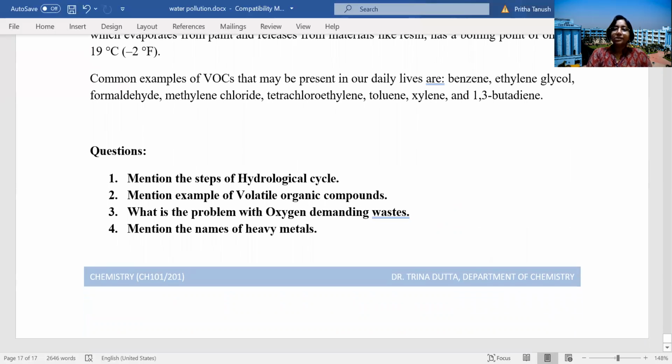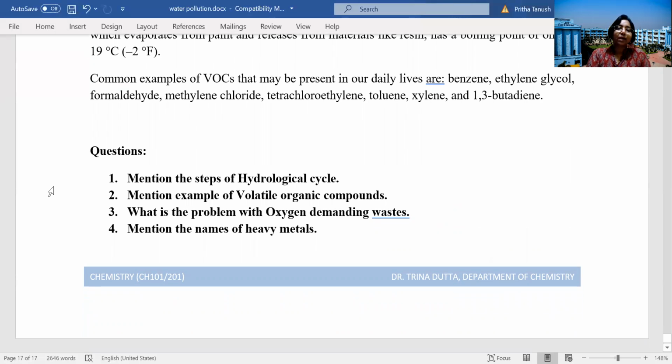If I summarize today's lecture, what have you learned today? You have learned the different classifications of water, that is groundwater and surface water. You have learned the hydrological cycle, that means how we get precipitation. You have learned the different types of pollutants, their origin and effects.